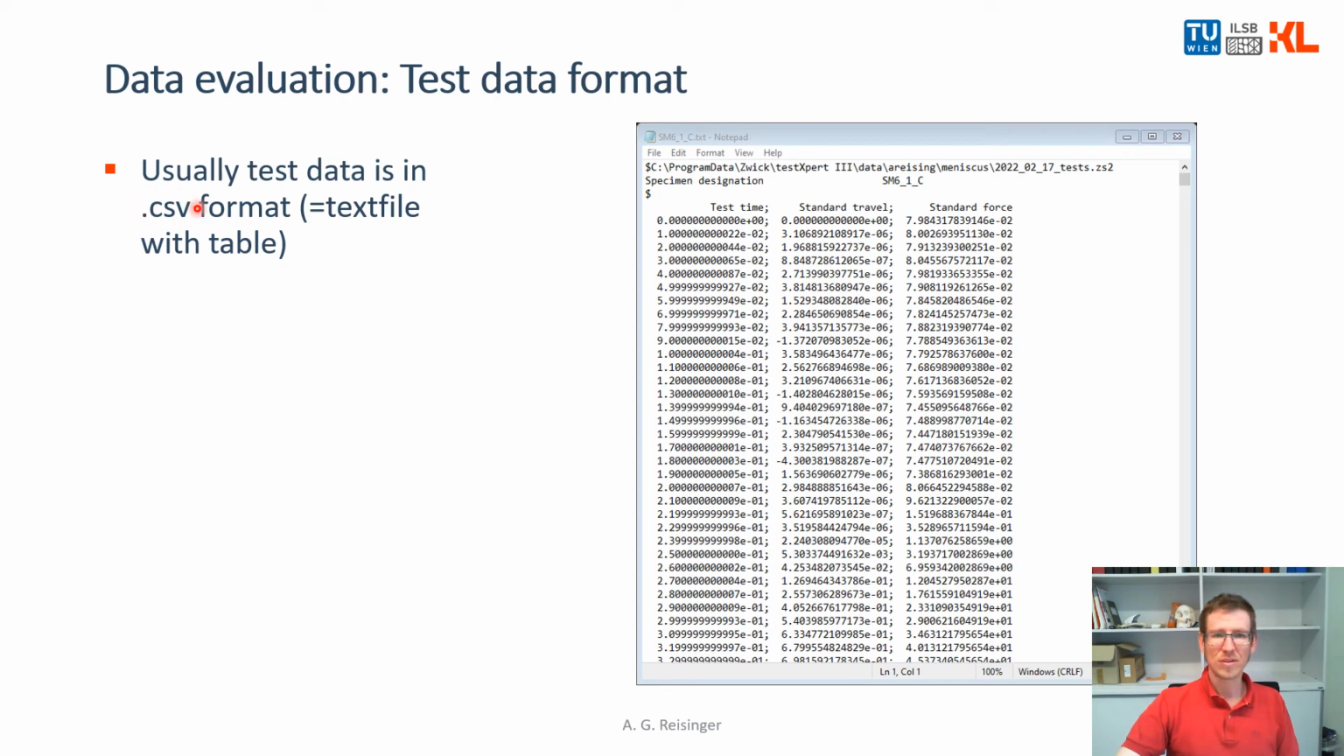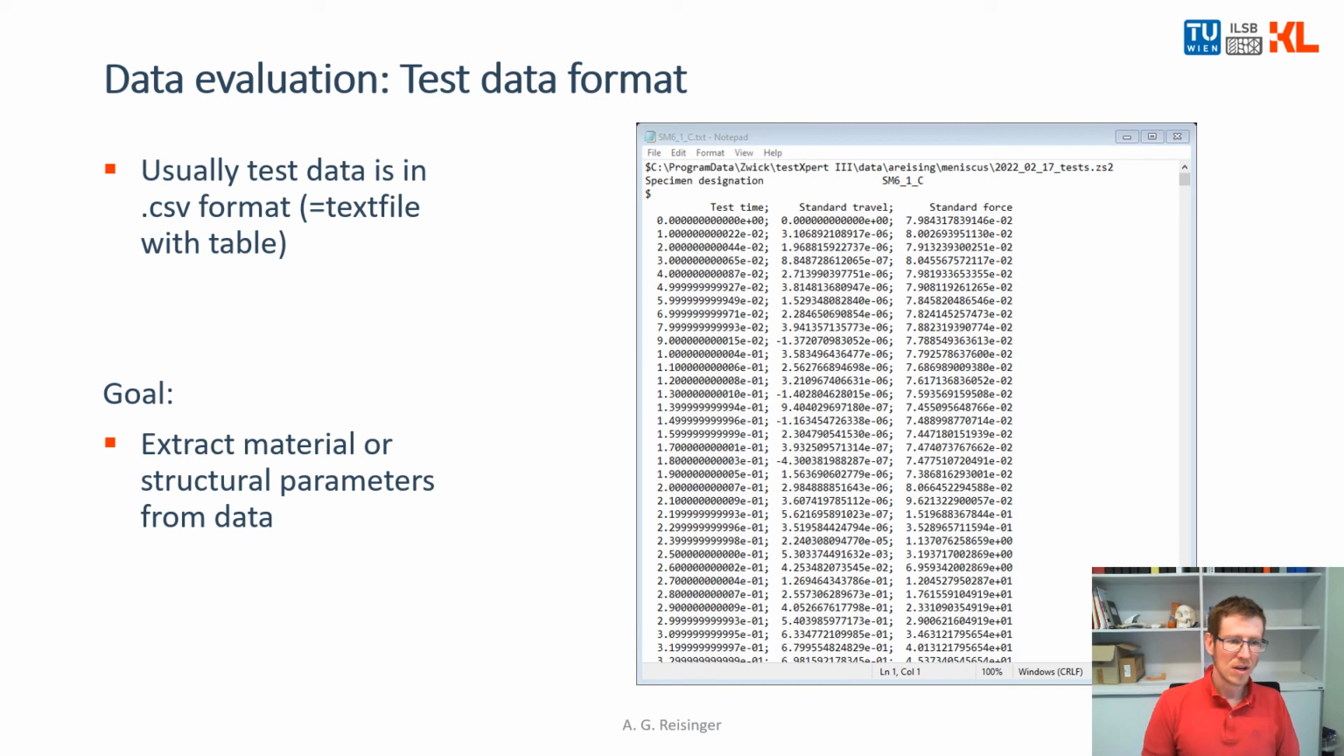And so that you know, maybe you've also heard of the CSV format. So it's a comma separated value format. It's a text file that is actually containing a table. So exactly something like this. The goal is now to extract material or structural parameters from this actual numerical data.